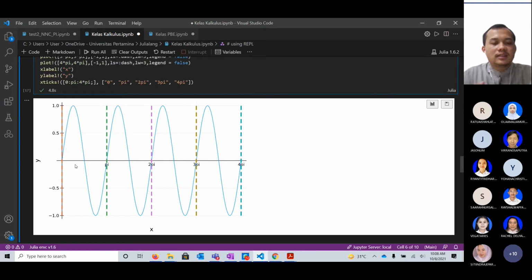In this case, since the graph repeats itself after a certain interval, we call it a periodic function because it repeats itself periodically, and the period is basically the length of the interval for which the graph repeats itself. So in this case, the graph repeats itself after pi interval. So in this case, the period is pi. Understood? Yes, sir.